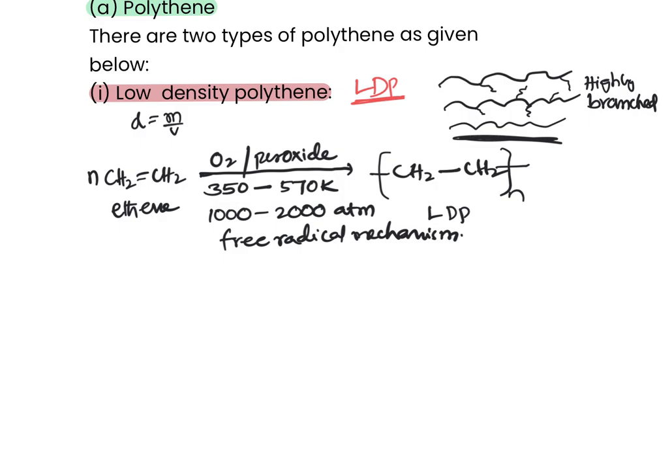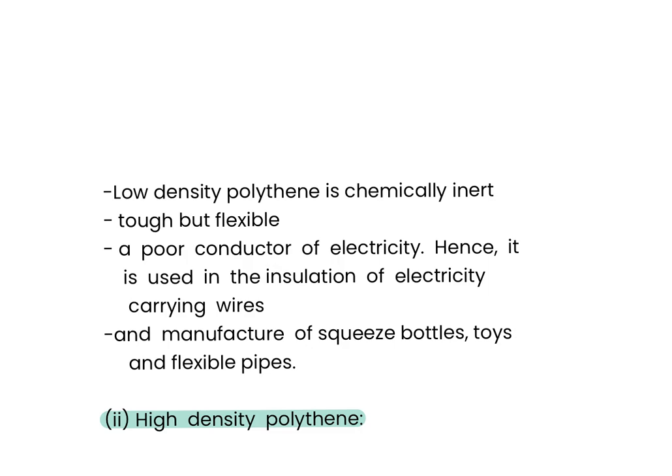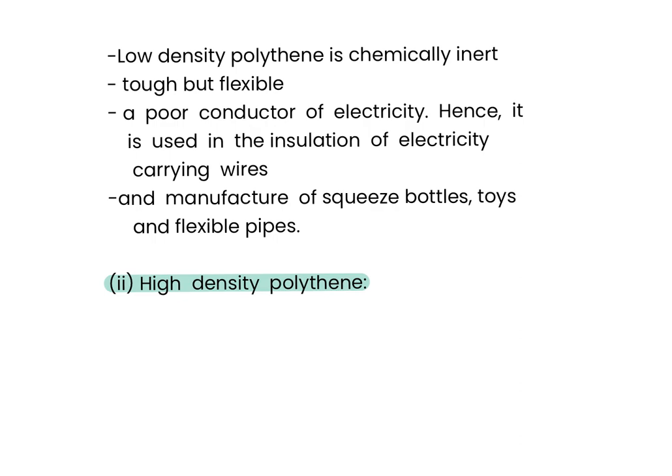Now, this is LDPE. What are its properties and uses? Low density polyethylene is chemically inert. Chemically inert means it does not react with other substances. It is tough, it does not break easily, but it is flexible. Now take water bottles, like Kinley water bottle, Aquafina water bottle. If you squeeze that, it is squeezable, which means flexible. And some water pipes are also flexible.